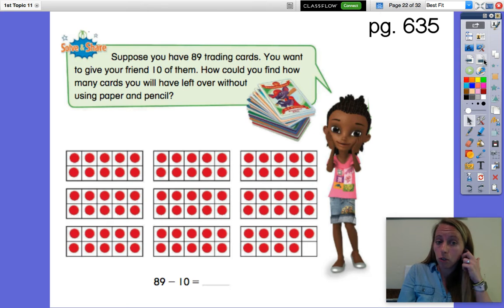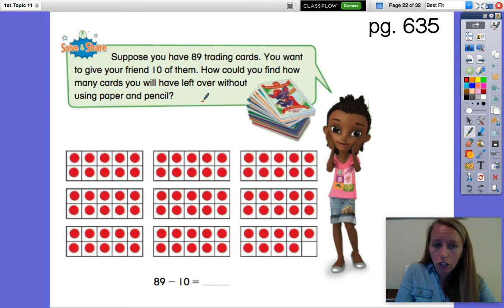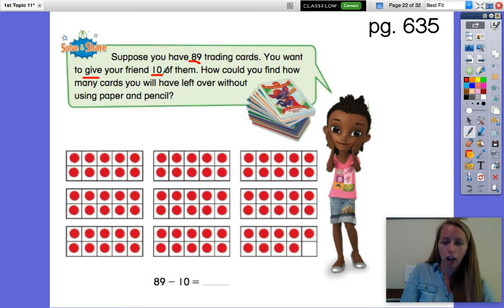You can always use any of the other strategies to help you check your work to make sure your answer is correct. So today, let's turn to page 635 and complete the solve and share. It says, suppose you have 89 trading cards. You want to give your friend 10 of them. How could you find how many cards you will have left over without using paper and pencil? So you started with 89 trading cards, and then you give your friend 10 of them. When you're giving them away, remember you're getting rid of some, okay? It's subtraction. So 89 minus 10.